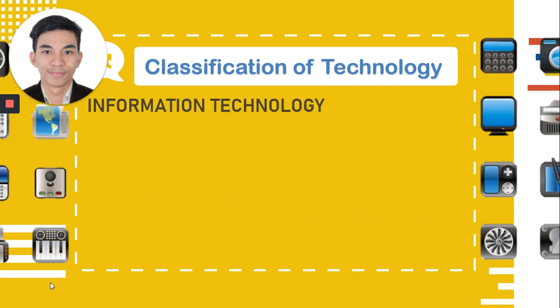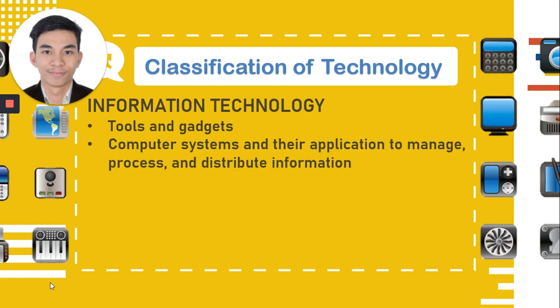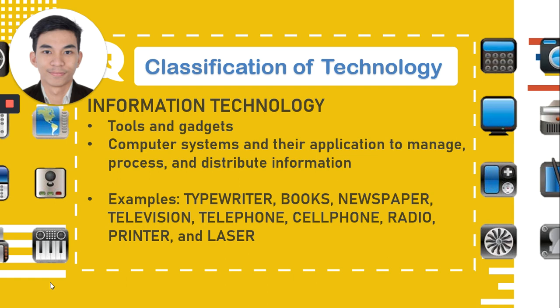Next one is the information technology. This technology is primarily concerned with tools and gadgets, including computer systems and their application to manage, process, and distribute information. Okay, they include typewriters, which is an old technology in information, books, newspaper, television, telephone, cell phone, radio, printer, and laser printers. Okay, that's all about information technology.